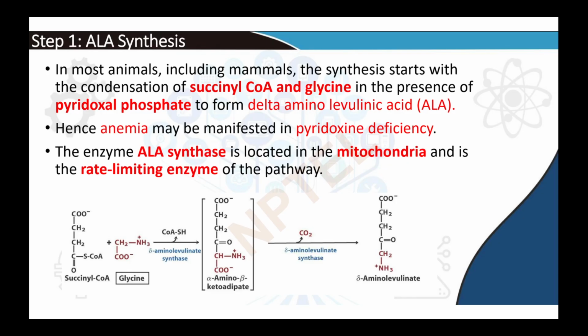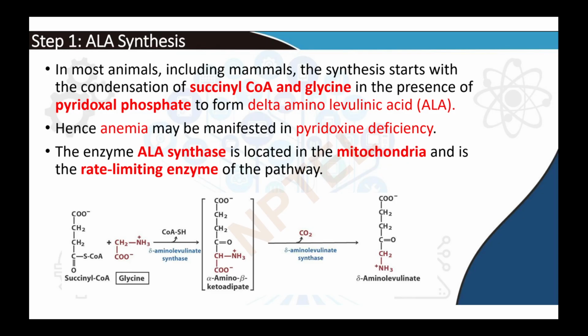Since this is a synthase, we don't require any ATP hydrolysis, and this reaction can proceed just by the condensation of succinyl coenzyme A and glycine. The intermediate will form after the coenzyme A removal, that is alpha amino beta keto adipate, and then decarboxylation of this intermediate will result in delta amino levulinic acid.